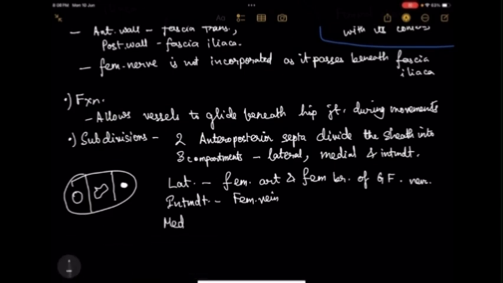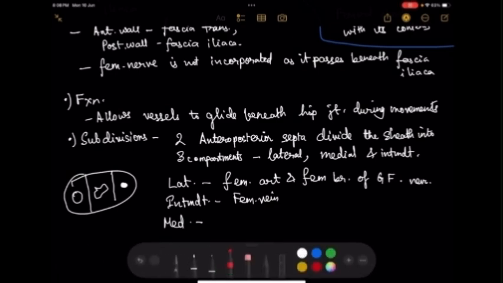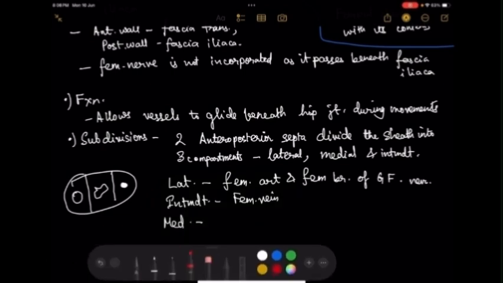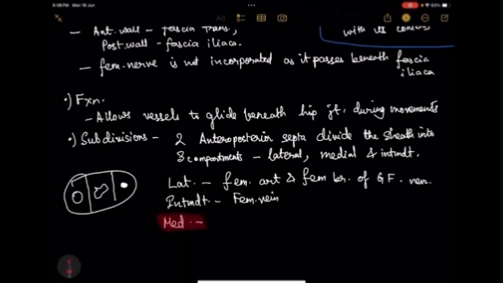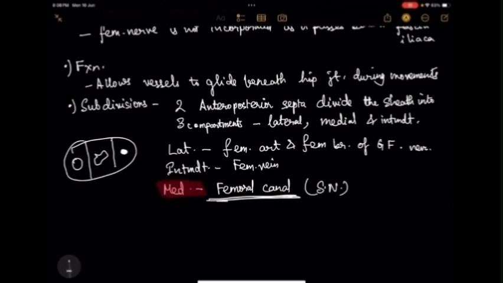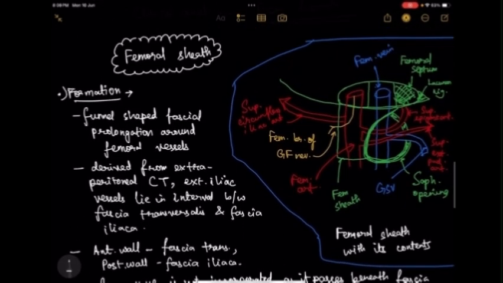Now coming to the medial compartment. This medial compartment in itself is a short note, so I am marking it in red because it's important. This medial one is known as the femoral canal. It may come as a short note, so you have to be knowledgeable about it. If we write about the femoral canal, it is conical and about 1.25 centimeters long. Though you can't see the proper femoral canal, you can see it's covered by the femoral septum.